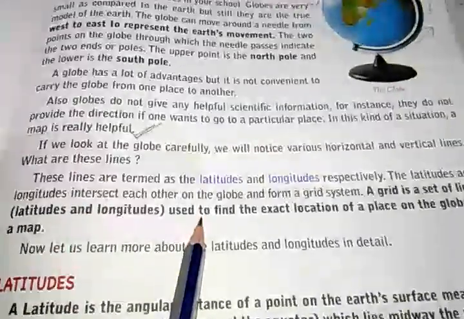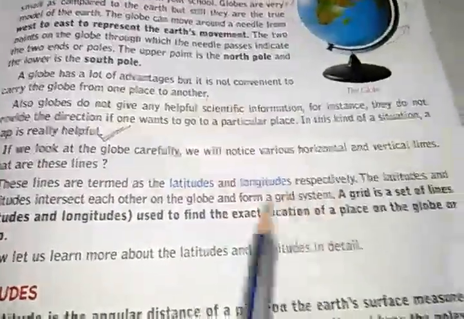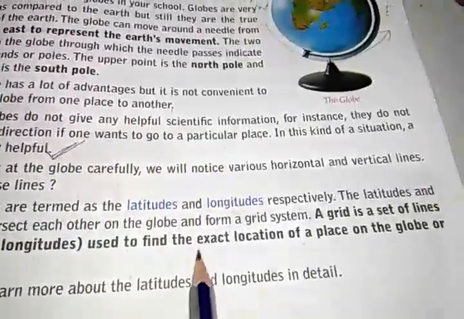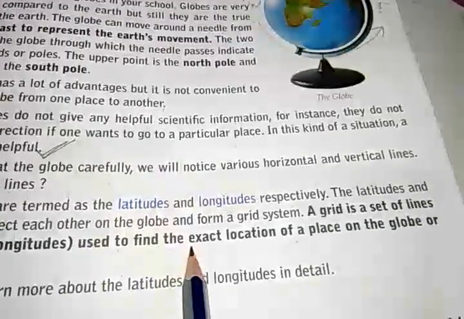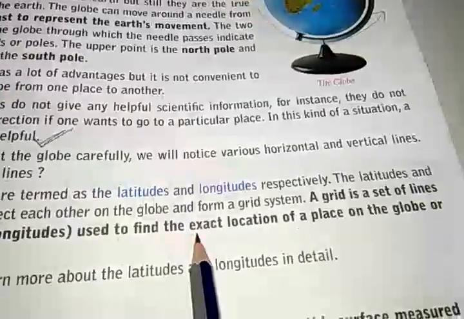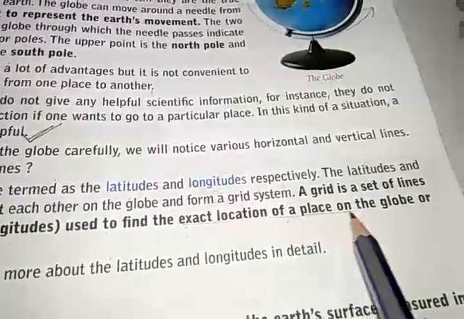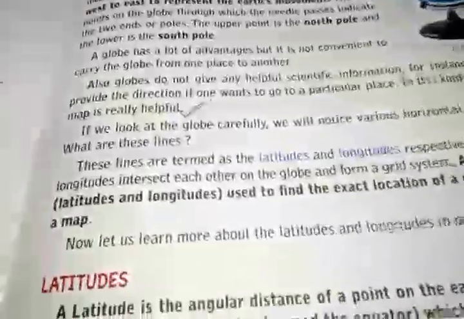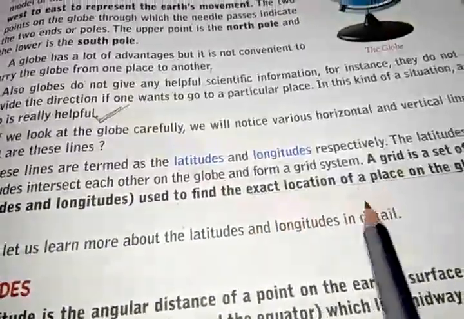What is the importance of the grid system? A grid is a set of lines, that is of latitude and longitude, used to find the exact location of a place. So if we have to locate any place on a map, then we need this grid system, and with the help of latitude and longitudes we can find the exact location of a place on the globe or a map. When we go there, at that time we will discuss how to locate or find a place on a globe or on a map.